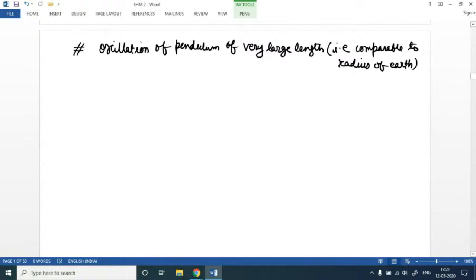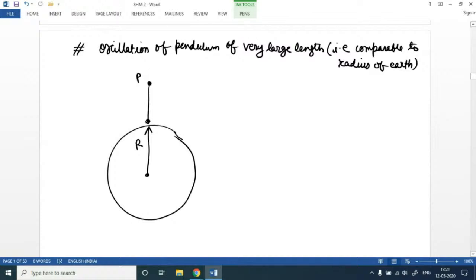So how will we find out the time period of such a pendulum? Let's take this case. Let's say this is Earth, its radius is obviously R. And we have some imaginary pendulum which is suspended somewhere in space. It is hanging, let's say, at point P, and the string length is L. You should realize L and R here are comparable to each other. So this is the stable equilibrium orientation, because tension would be in this direction and mg would be towards the center.